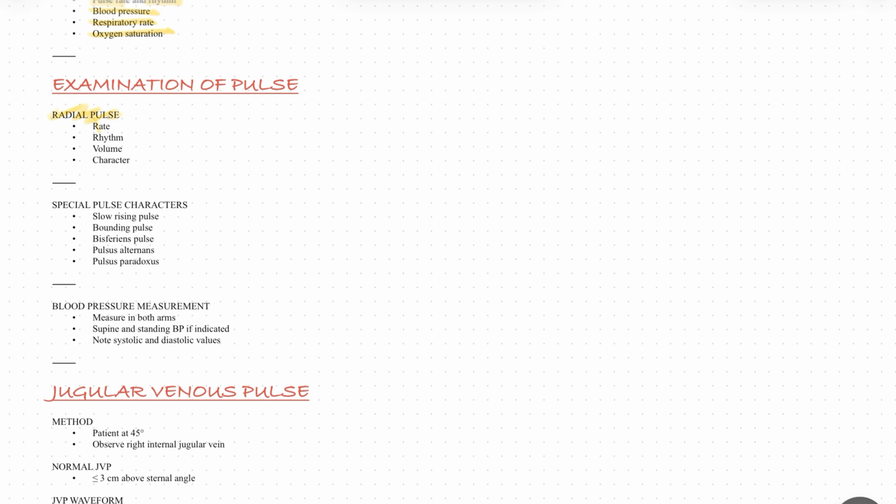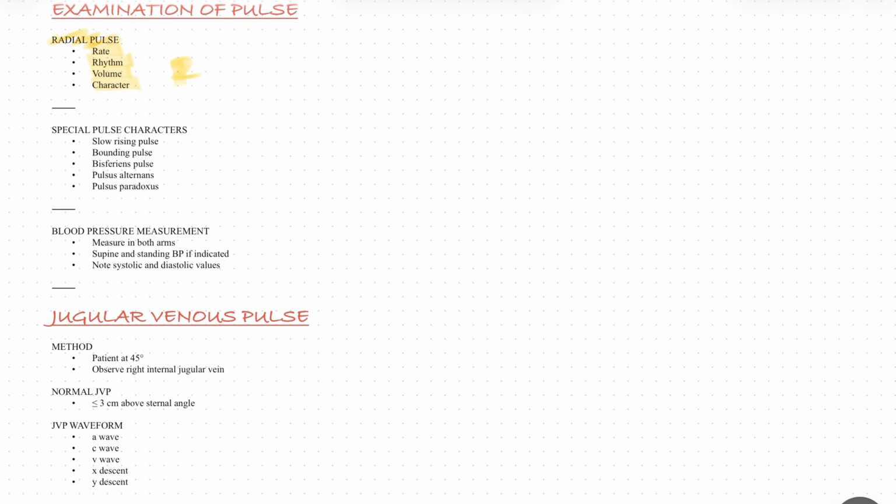Like that, in pulse, if you want to study more: rate, rhythm, volume, character. There are actually 7, but I prefer these, the ones you need to know more. Some others are radial delay and radiofemoral delay. You have to know the causes. There will be aortic coarctation and all, but just remember these 4 are more important.